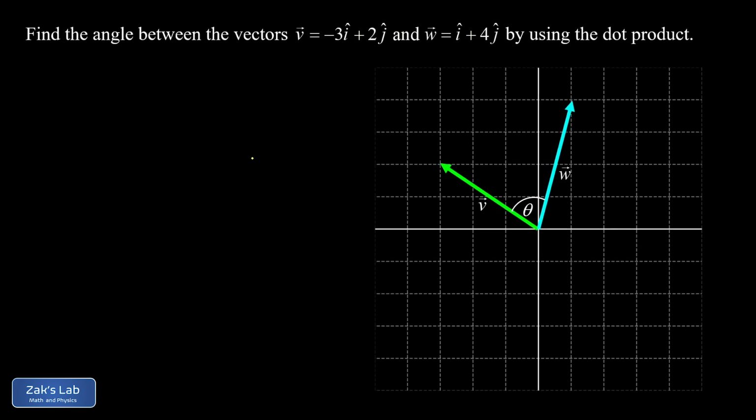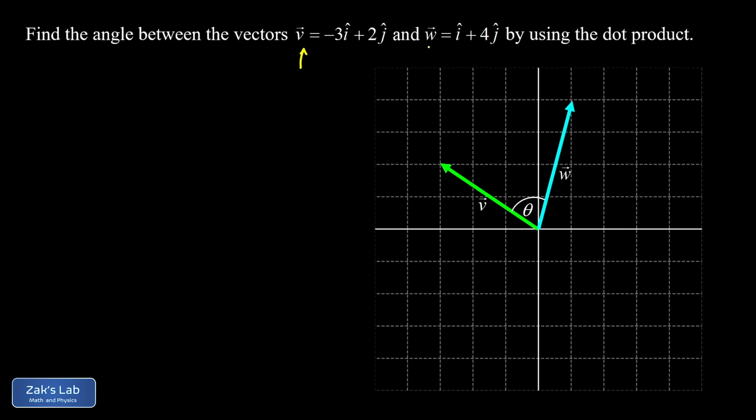In this video, we're finding the angle between two vectors that are given in i hat, j hat notation. So our first vector is this vector v, given as negative 3i hat plus 2j hat. And we have a picture of it over here on the graph paper. We can see that if we start at the origin, we go 3 steps to the left and 2 steps up to plot that vector v.